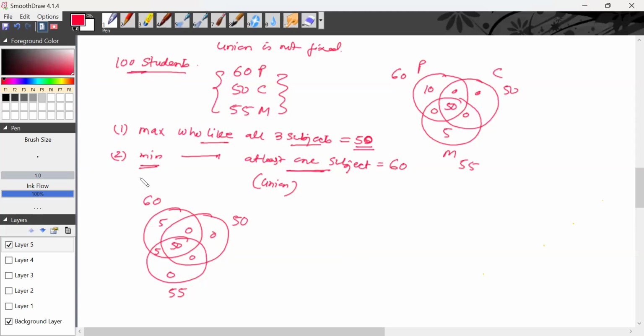100 would be the answer for the question wherein I ask what is the maximum value of at least one, because then it becomes equal to the number of students under consideration, right? Now let us take one more question. What is the minimum value of students who like all three subjects?